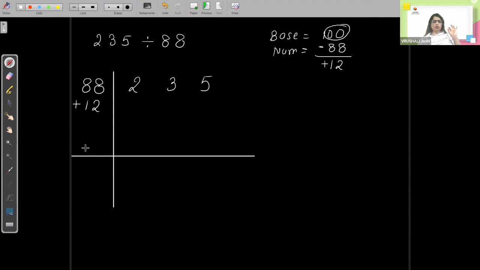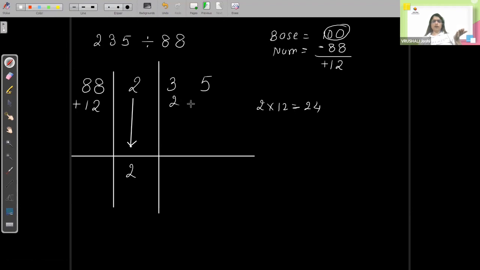Base has two zeros. So we will leave two numbers from the right and we will draw this line. Correct? You have only 2 here. It will come down as it is. Correct? Right? And then you can do 2 into 12, which will give you 24. You write the 24 here. Answer will be 59. This is your quotient. Have you got it?